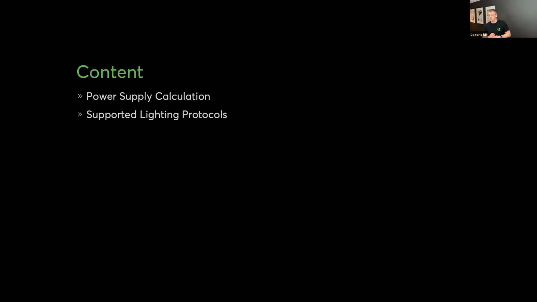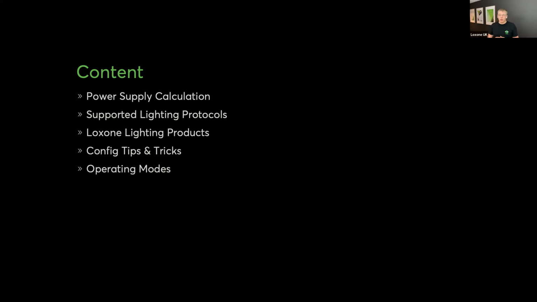So let's start off by looking at what content we're going to be covering today. We're going to start off by looking at some power supply calculations and what our recommendation is. We're going to be looking at the supported lighting protocols and the Loxone products that we have within our lineup. Some config tips and tricks. So things that we've learned over the years, things that we've got in practice in our office, things we've got in our own personal installations, and things that are definitely worth being aware of that you can then implement within your projects as well. We're going to be looking at operating modes, how you can utilize them with your lighting.